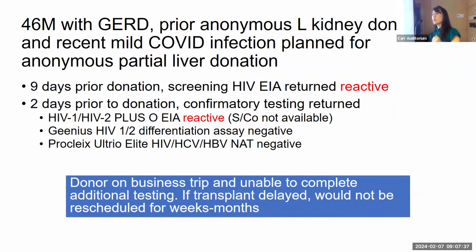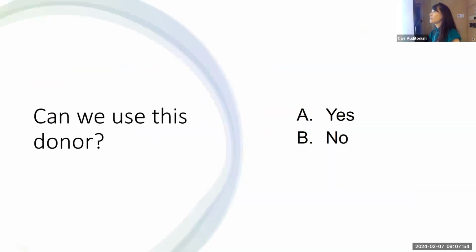The transplant is, of course, scheduled on a Friday before a long weekend, first thing in the morning. So if you cancel it, it can't be rescheduled for weeks to months. So you have to make a decision. There's a patient with liver disease waiting on the other side. Can we use this donor? This is the question.